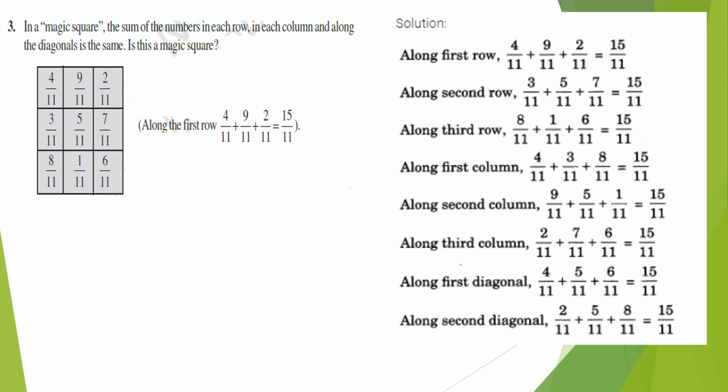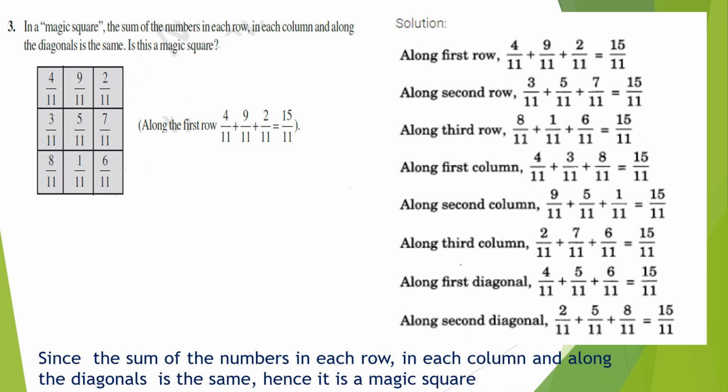So children, while adding row wise, column wise and diagonal wise, we get the same answer. That means the given square is a magic square.